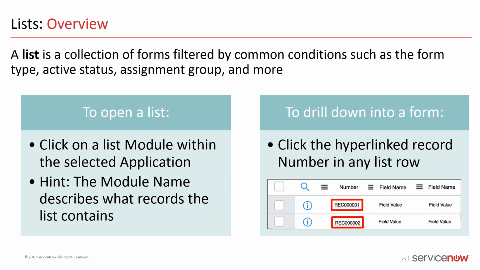Remember, a record is viewed or created using a form. The data in this form's fields are part of the record. Each row on the list represents a record. To access the corresponding form, simply click the record number. This is typically displayed underlined in the first column.